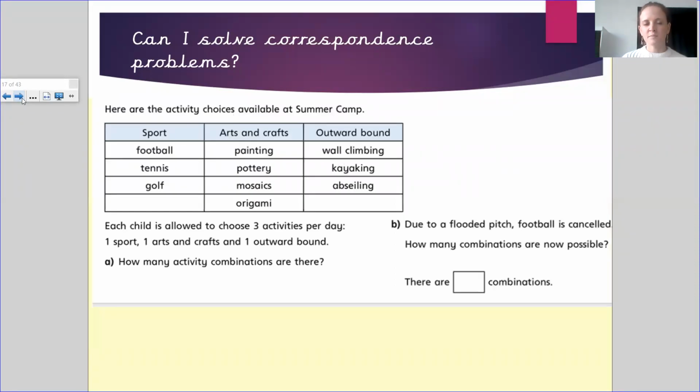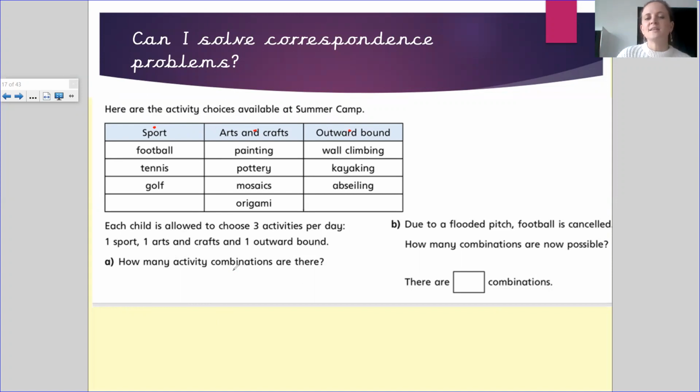So next one. Here are the activity choices available at summer camp. So you've got sports, arts and craft, and outward bound. Each child is allowed to choose 3 activities a day. So they can choose 1 sport, 1 art and craft, 1 outward bound. How many activities are there? So I want you to think how we've worked out the other ones with 2 choices and think about working it out with 3. So pause the video now and complete this one.